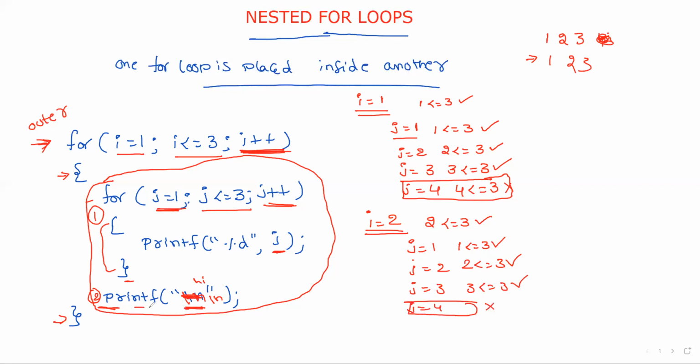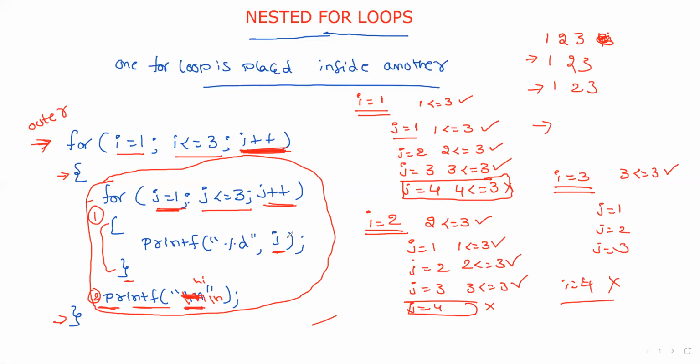Now what happens? The next statement, new line. So the cursor moves to a new line. Now i = 3, 3 <= 3. The condition is true. Again the same: j = 1, j = 2, j = 3. 1, 2, 3, and then new line. Now i = 4. The condition failed. Stop the process. This is the way to execute the nested for loop.